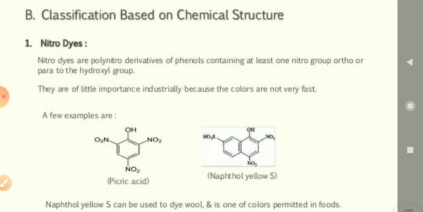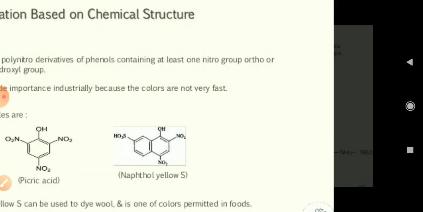Next, the classification on the basis of chemical structure. The first one is nitro dye. Nitro dyes are polynitro derivatives of phenols containing at least one nitro group ortho or para to the hydroxyl group. They are of little importance for industrial use because the color is not very fast. This is the structure of nitro dyes, such as picric acid and naphthol yellow S. The naphthol yellow S can be used to dye wool and is one of the color permitted in foods.